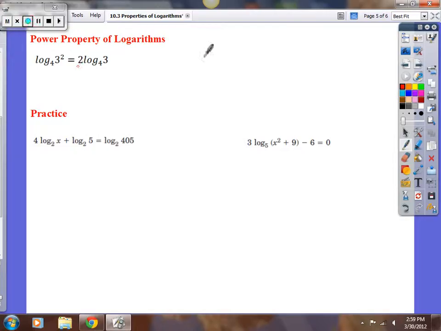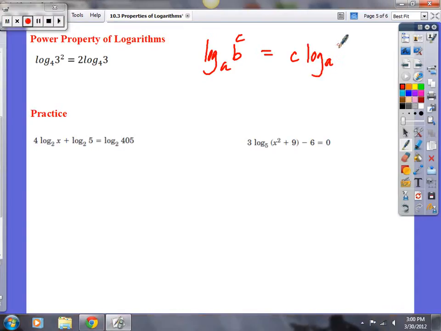So let's explain it with the general case. The general case is going to be the log of any base, so let's put a variable a, of a power, where the base of this power is b and the exponent is c. So the log in base a of b to the c power is equal to, if you were to manipulate it, you would bring that exponent c out front and multiply it by the log in base a of b.